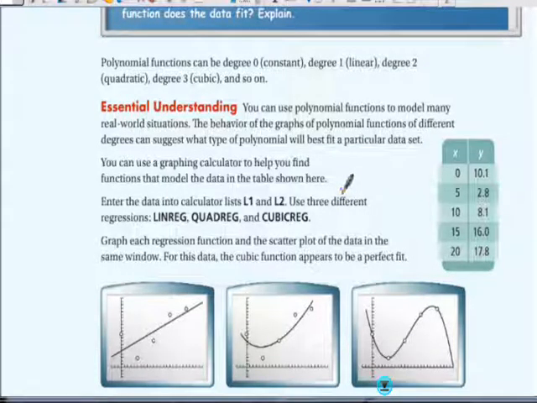The essential understanding here is that we can use polynomial functions to model all sorts of real-world situations. When we do that, we're going to use a graphing calculator, and we're going to enter the data into list 1 and list 2, and we're going to use 3 different regressions. Linear regression we've used before, quadratic regression we've used before, and then cubic regression we're going to use now.